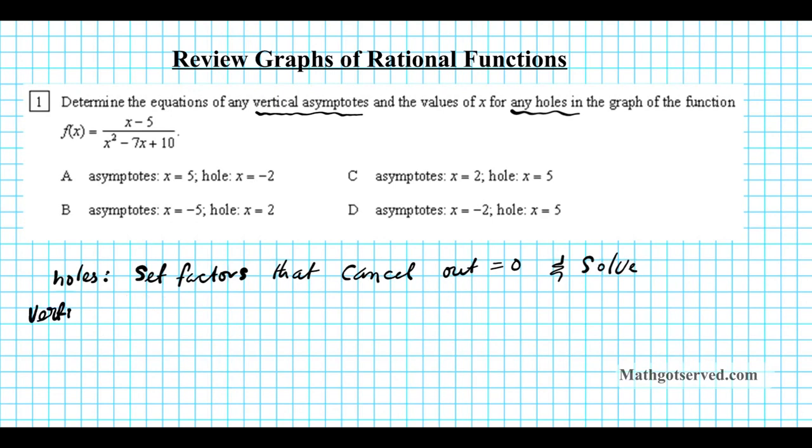Okay. All right. So let's talk about the vertical asymptotes. How do you find the vertical asymptote? To find the vertical asymptote, you're going to set denominator factors that do not cancel out.